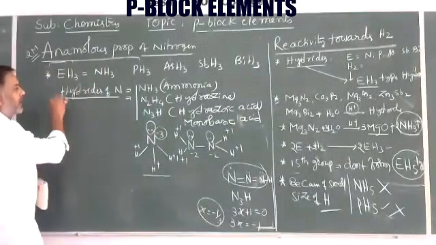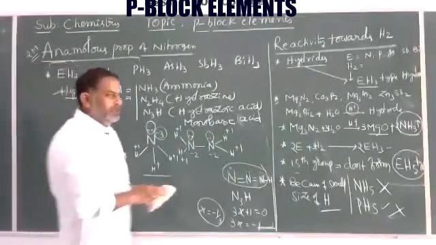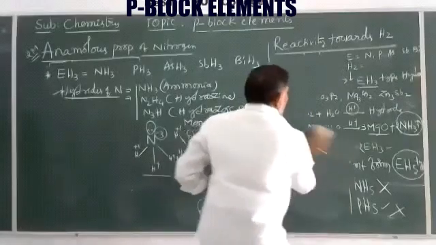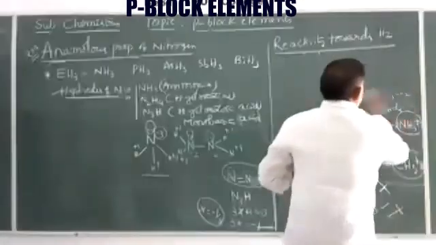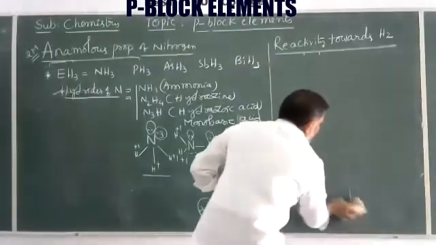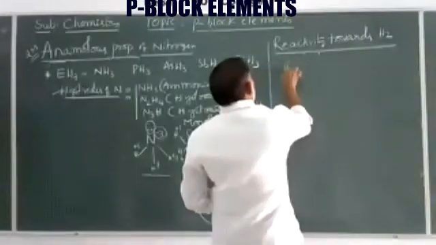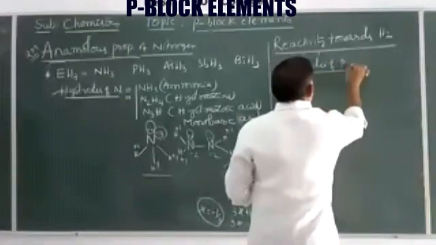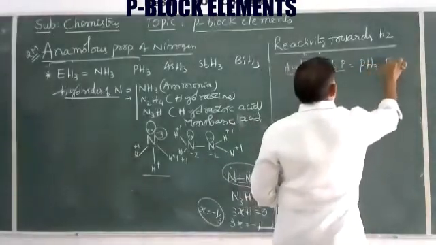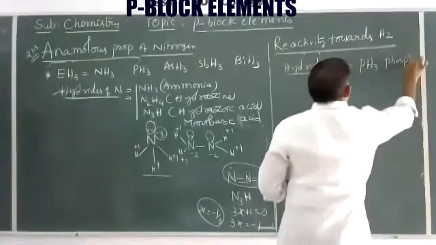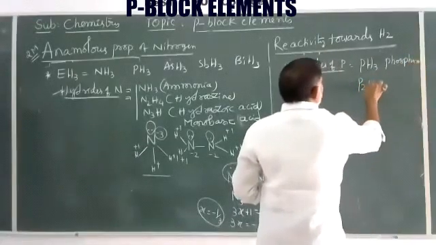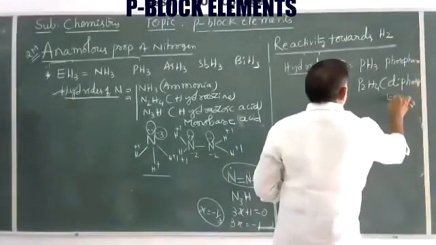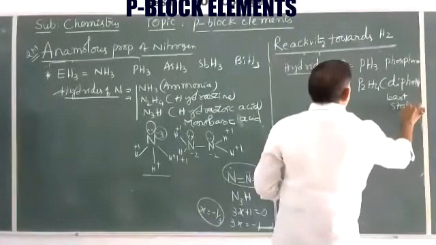Next, after these hydrides of nitrogen, hydrides of phosphorus, two important hydrides are there. Phosphorus, generally two important hydrides. One is phosphine, hydride of P, that is PH3, that is phosphine. Now another one is P2H4, that is diphosphine. This diphosphine is generally the least stable hydride.